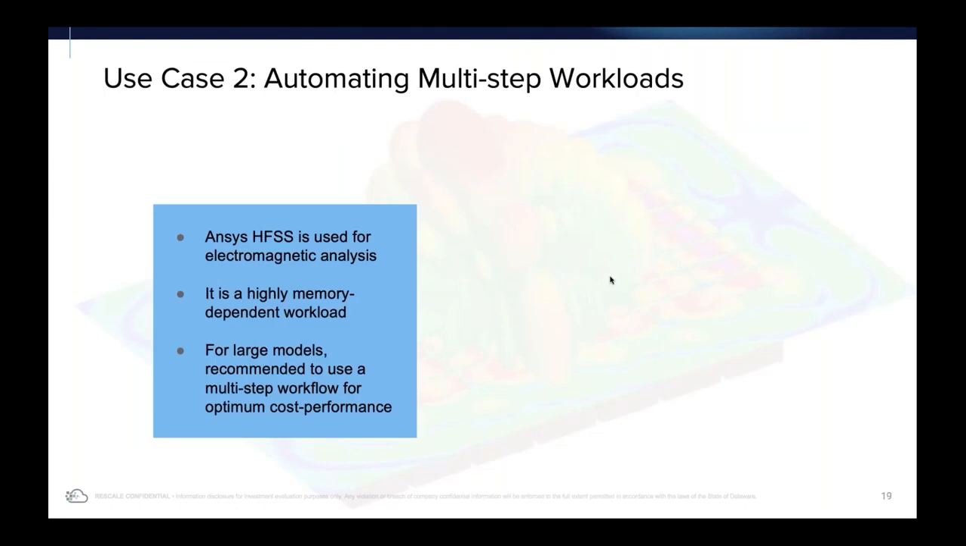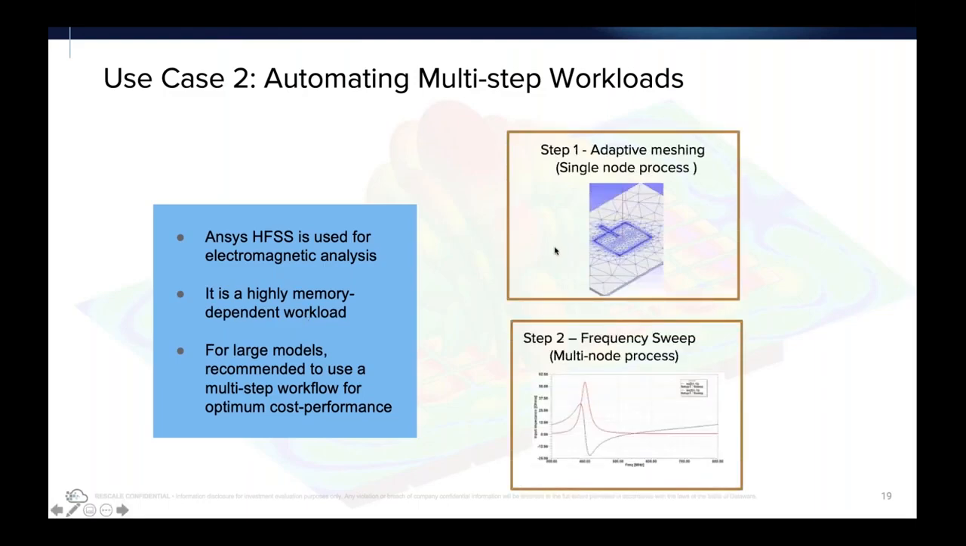Let's talk about another interesting use case. This is for automating multi-step workflows. The candidate I have for this use case is HFSS, which is an Ansys tool used for electromagnetic analysis. It's used for a wide variety of applications such as 5G and ADAS for building wireless systems. It's a highly memory-dependent workload, so it typically requires high-memory machines to run this job. And if we look at the typical process, it contains 2 steps.